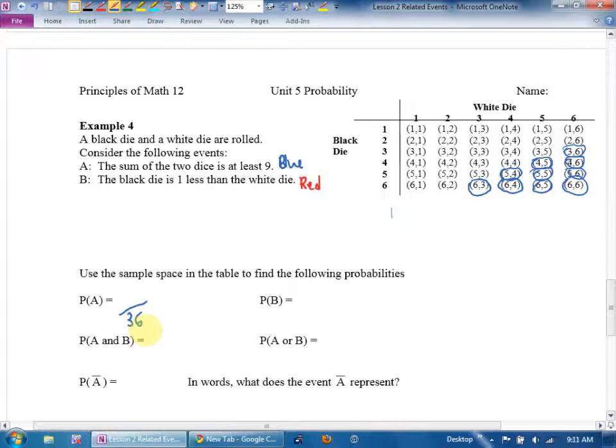Now, event B is the black die is 1 less than the white die. Let's see. So I think something like this. That one. That one. That one. Oh, I'm spotting a pattern here, too. That one. And that one. What's the probability of B? 5 out of 36.